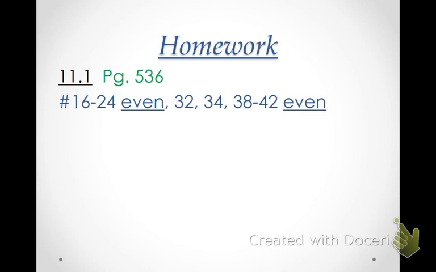Tonight you've got 10 homework problems from 11.1. So go ahead and pull out a piece of paper and write this assignment down for me, please.